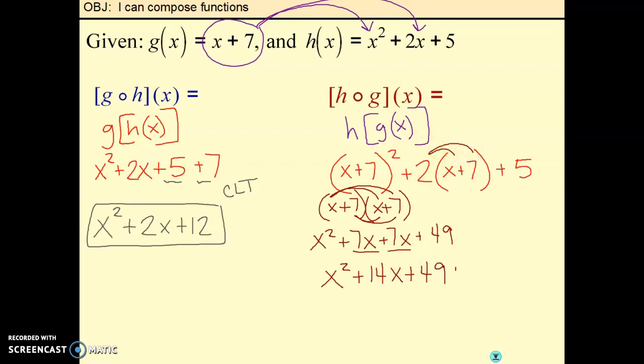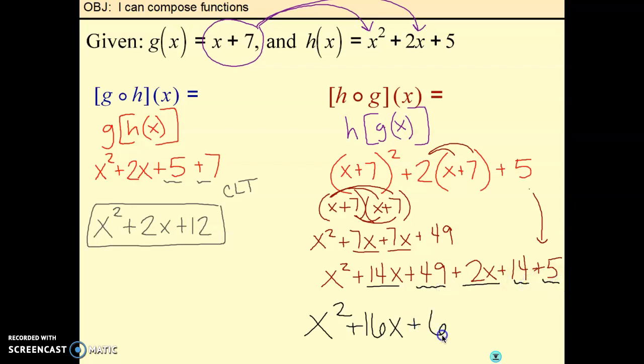Now I still have to distribute this 2, so that became 2x plus 14, and then drop down that plus 5 on the end. Whew. Not pretty with my stylus again, so sorry. Now let's combine like terms. I just have 1x squared. I have 14 plus 2 x's, so 16x. 49 plus 14 plus 5, I believe, would give us 68 for our constant. So a little more work in that direction, but there's composing functions algebraically.